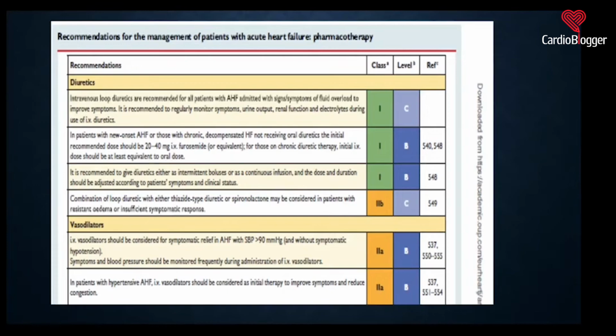So the current recommendation is to hold on the diuretic throughout.